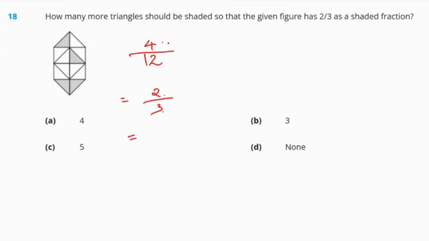4 by 12 is already shaded. So when we shade 4 more triangles, what will happen? The fraction will become 8 by 12. 8 by 12 is equal to 2 by 3, since 4 2s are 8 and 4 3s are 12. So how many more triangles should be shaded? The correct option is option A, 4. 4 more triangles should be shaded to make the fraction 2 by 3.